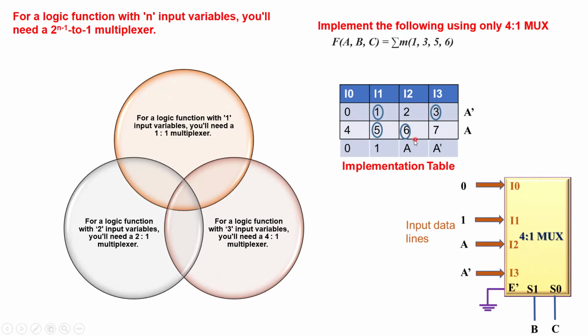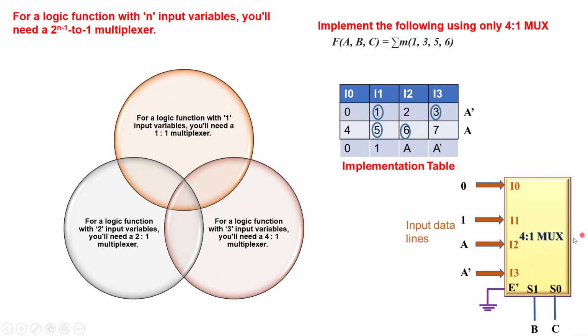For I2, we see that minterm 6 is circled because that is what is given in the equation here. Minterm 6 is in the row of A. Therefore, I2 should be tied to logic A. A can be logic 0 or logic 1. Any data can come here. Now for I3, minterm 3 is selected, which is from the row A bar. Therefore, I3 should be tied to A bar. Here we see that A bar is given to I3. So A bar can carry logic 0 or logic 1.